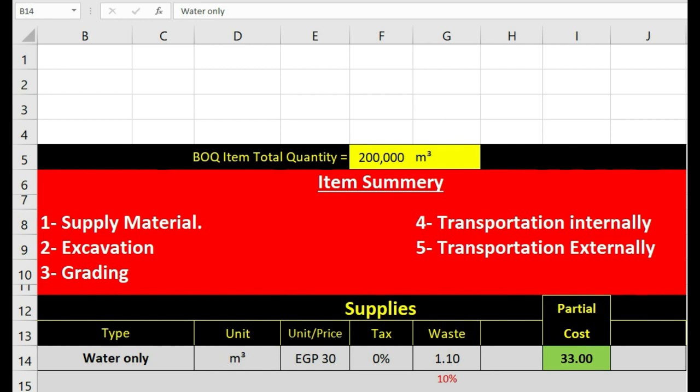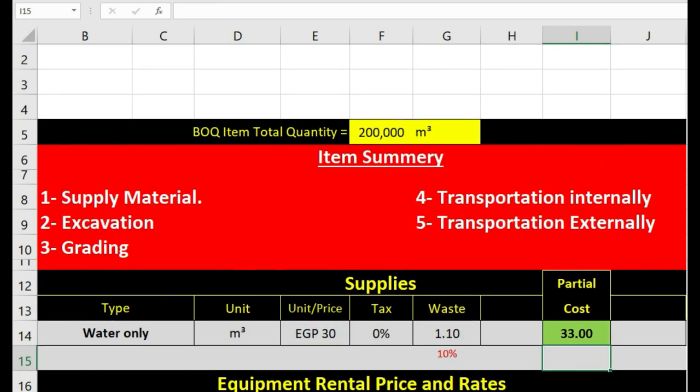We have found more than one water source from the project site inspection. The best average price was 30 Egyptian pounds per cubic meter without transportation. We do not have a tax here. Since we consider that the waste and evaporation of water is 10%, the waste factor is 1.1, which means that the partial cost of water equals the price of water at the source multiplied by the factor of waste and evaporation. The partial cost is 33 Egyptian pounds.